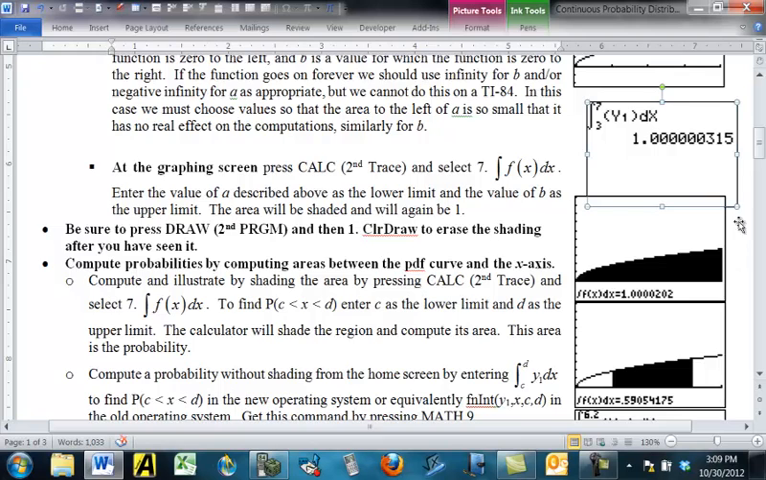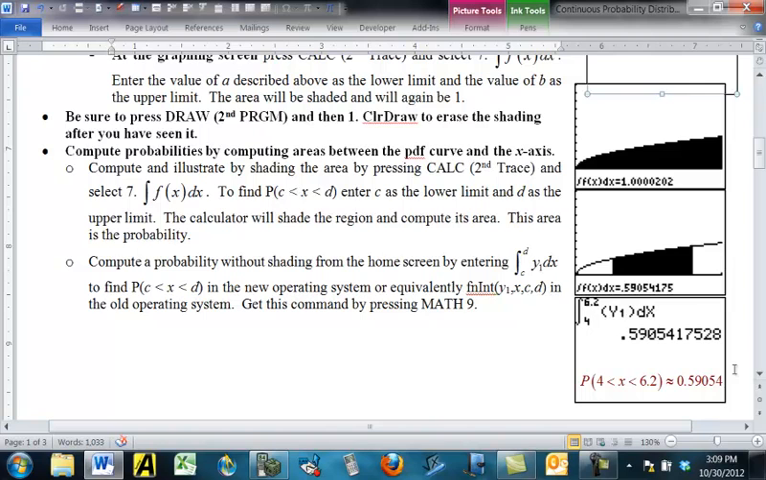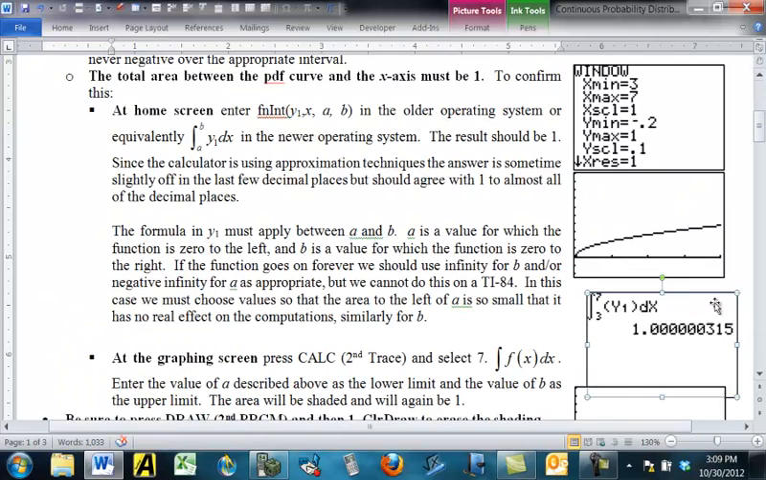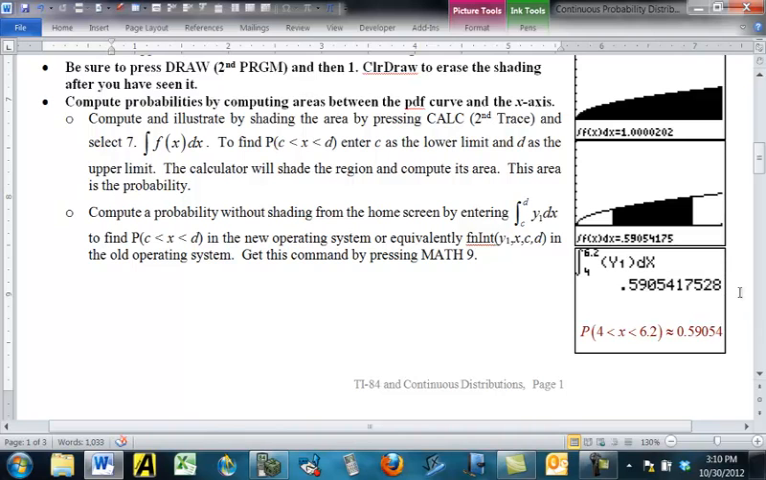Now, we've verified that it's a legitimate PDF. What we also know we can do is to find probabilities. Probabilities on a PDF graph are areas between the graph of the PDF and the x-axis over whatever interval we're interested in. So, for example, in this example, I want to find the probability that x is between 4 and 6.2, and I can do that with the shading.